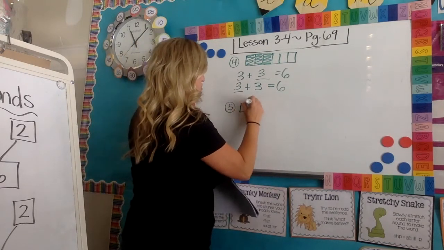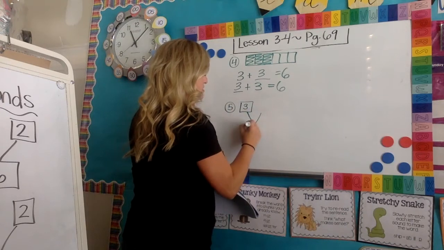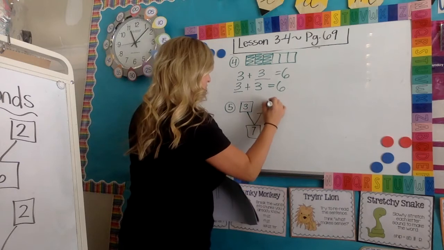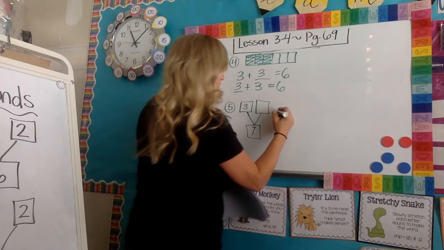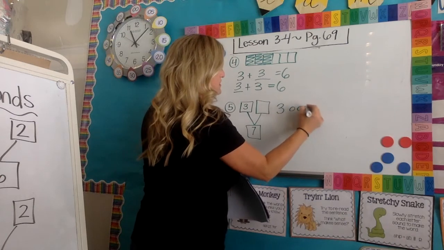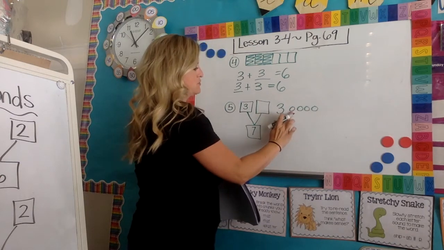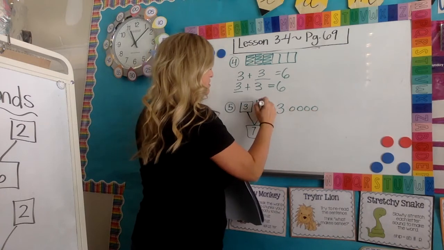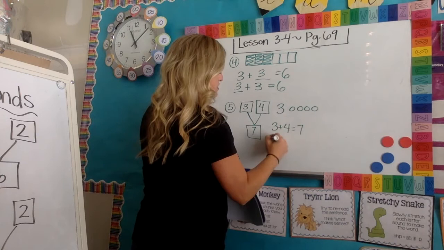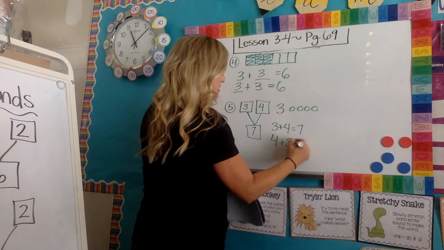Here they are. Switching this number bond. 3. And I think this one is, yep, 7. Okay. Seeing the same numbers over and over again. 3, 4, 5, 6, 7. Count the dots. 1, 2, 3, 4. 3 plus 4 equals 7. 4 plus 3 equals 7.